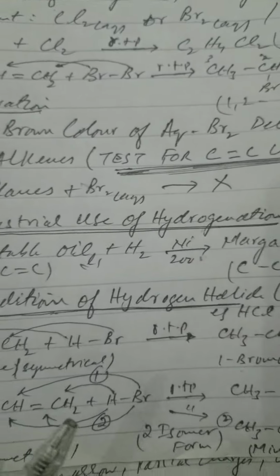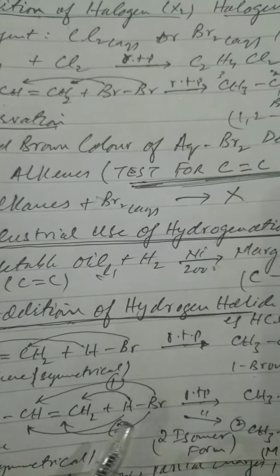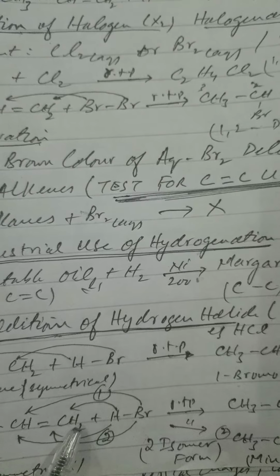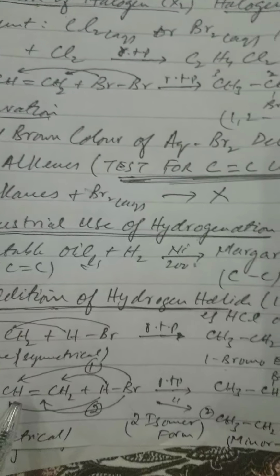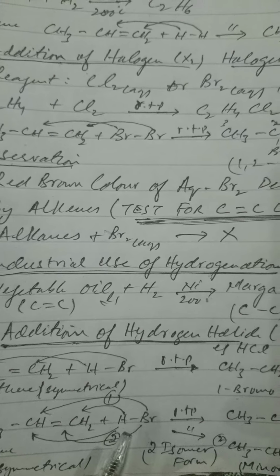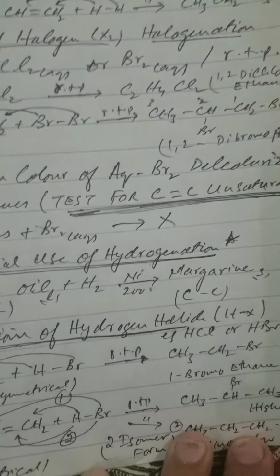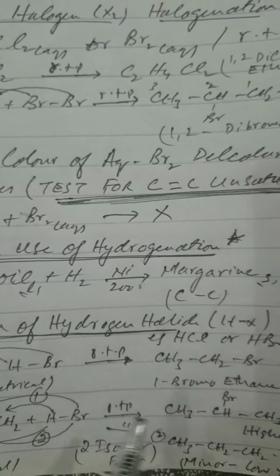This is because there are two possibilities. H can be added to the first carbon or it can be added to the second carbon. But if it is added to the first carbon, which already has a greater hydrogen content, and the other has a lower hydrogen content, then addition of hydrogen to the carbon with higher hydrogen content will form the major product. So route number 1 will form the major product.